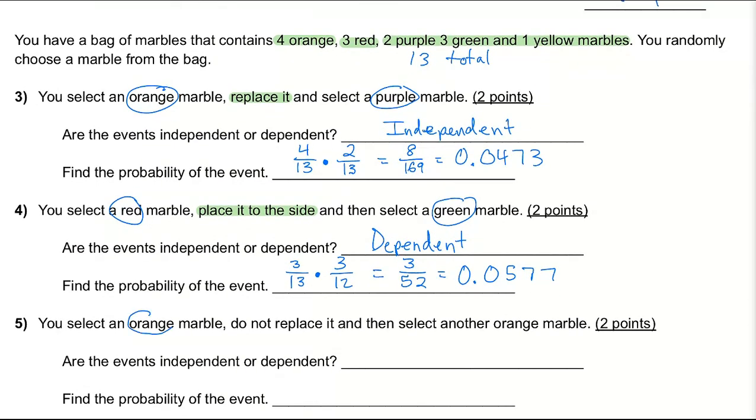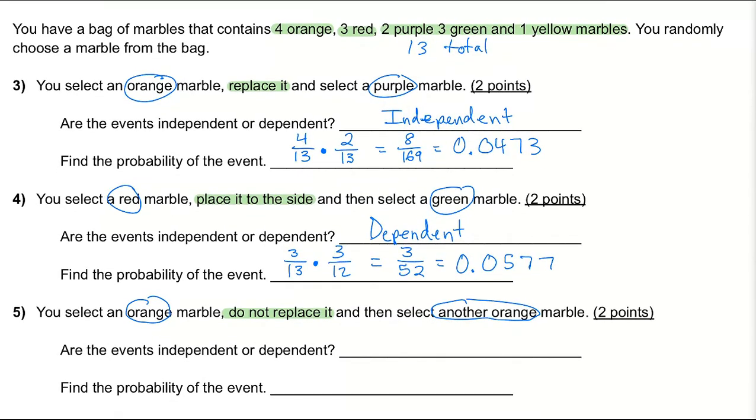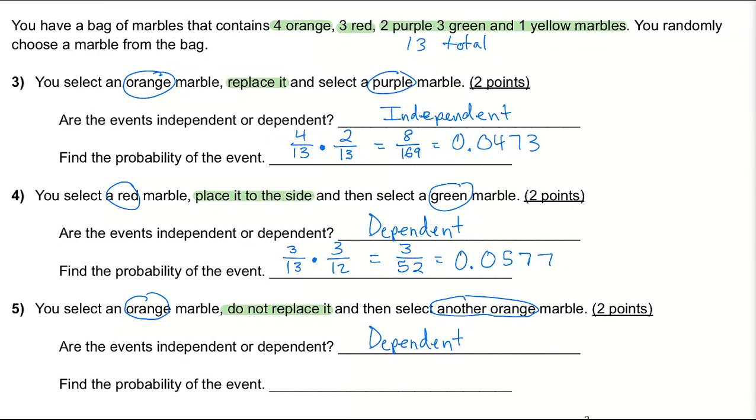Number 5, you select an orange marble. Do not replace it. That tells us if it's going to be independent or dependent. And then select another orange marble. So we've got orange and then orange. Since we don't replace it, this is also dependent. And then we start with 4 orange marbles out of 13 total marbles. We're taking an orange marble out and keeping it out, so our total of orange will go down by 1, and then the overall total will also go down by 1. It's about 0.0769. Okay, so those are independent and dependent marble problems.